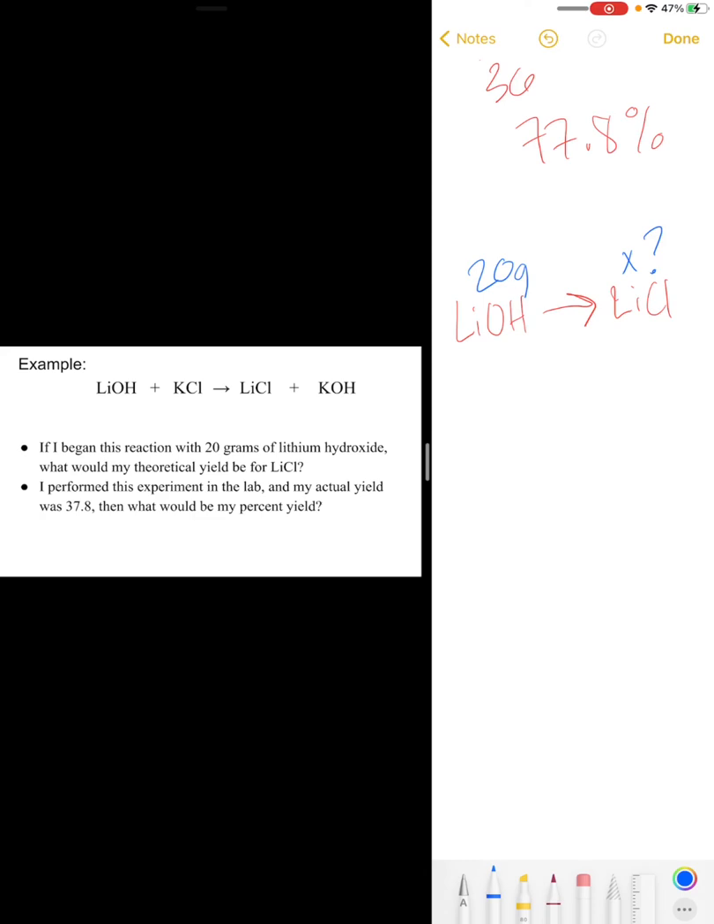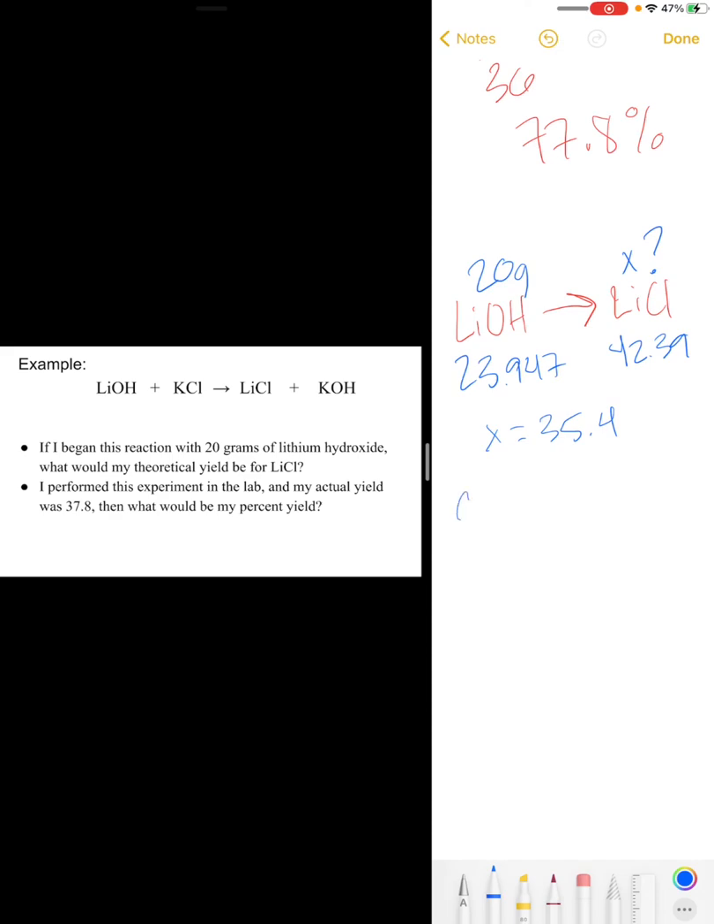Okay, so lithium is a mass of 6.94. Add that to oxygen. Add that to hydrogen. So when I get that, I have 23.947. I'm going to do the same thing with lithium chloride. And you get something close to this. Go ahead and cross multiply and divide. And so I got X equals 35.4.